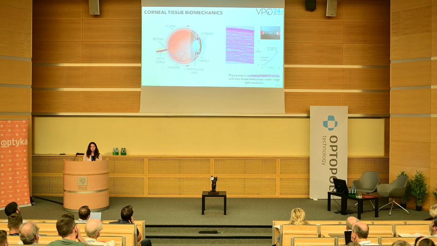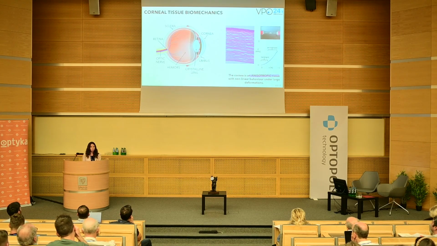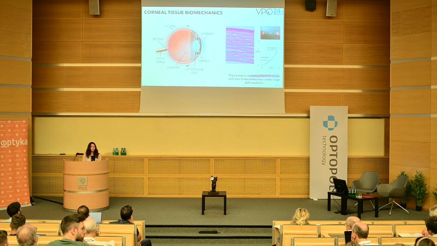The cornea is an anisotropic tissue, which means that it is composed of collagen fibers, and the mechanical behavior at low deformations is different from the mechanical behavior at high deformations because it has a non-linear behavior. Moreover, the behavior in the direction of the fiber is different from the behavior in the perpendicular direction.